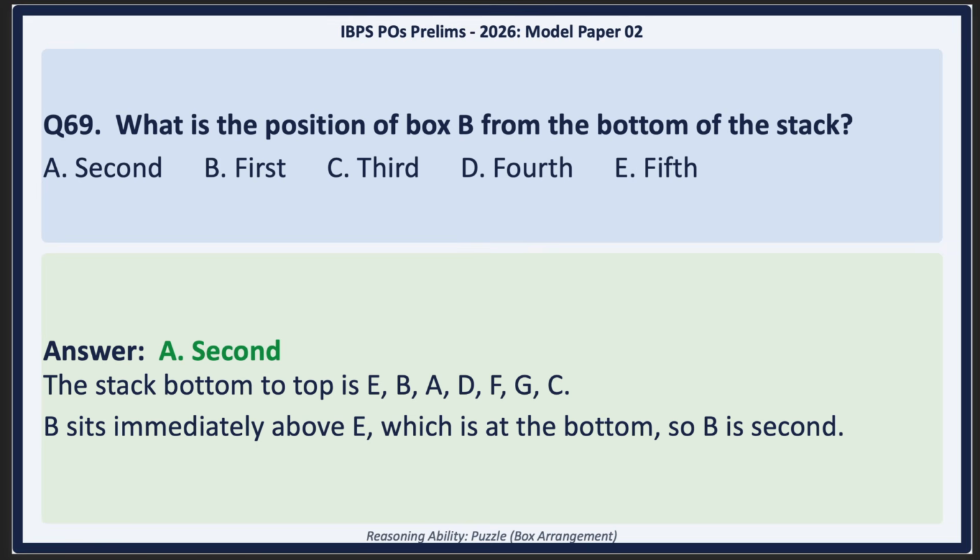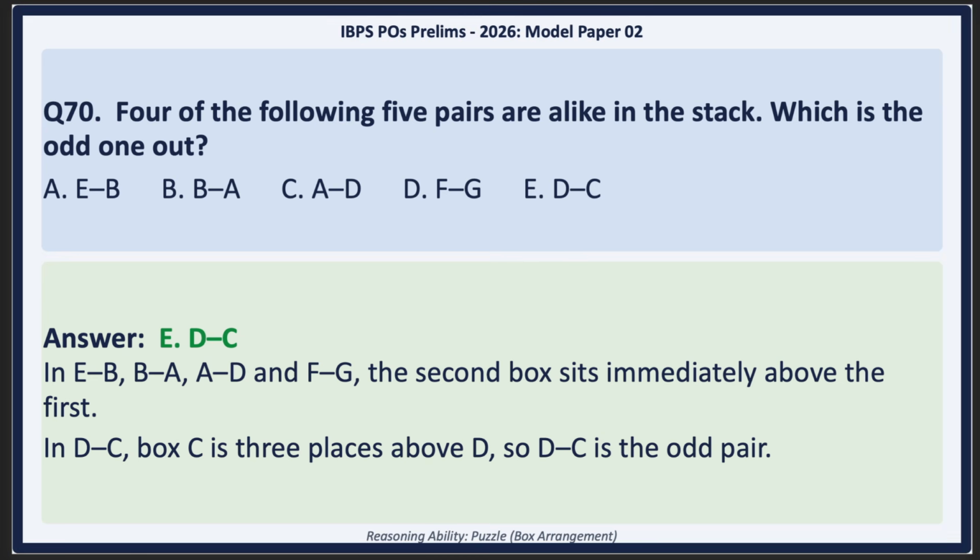It is. But then for question 70, the test does something a little sneaky. It gives you 5 pairs of boxes and asks you to find the odd one out. Okay. This is where we shift from fact-finding to pattern recognition heuristics. Because your brain is a pattern-seeking machine, you know? Oh, totally. The first 4 pairs it gives you are EB, BA, AD, and FG. If you trace those on our stack, every single pair consists of boxes physically touching each other. Yeah, the second box is always sitting right on top of the first. Precisely. And your brain registers that structural rule in milliseconds.